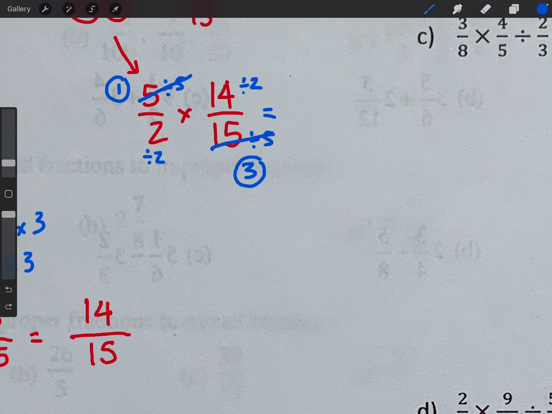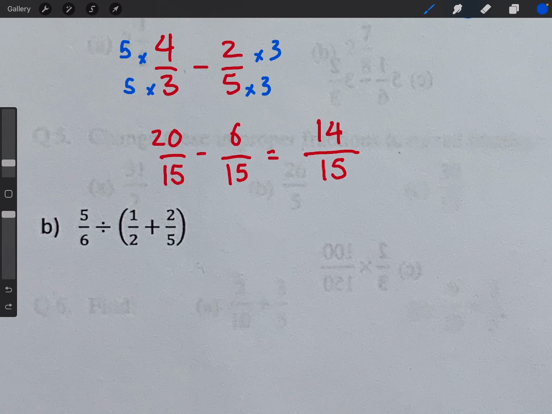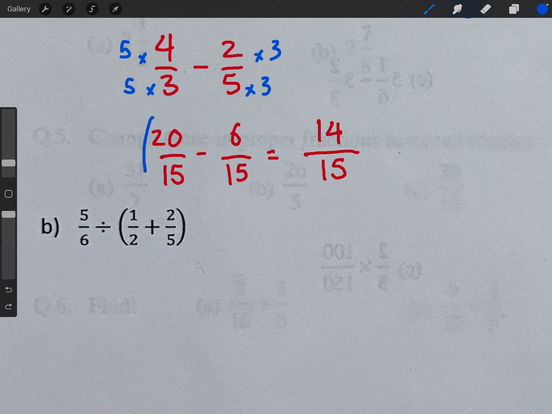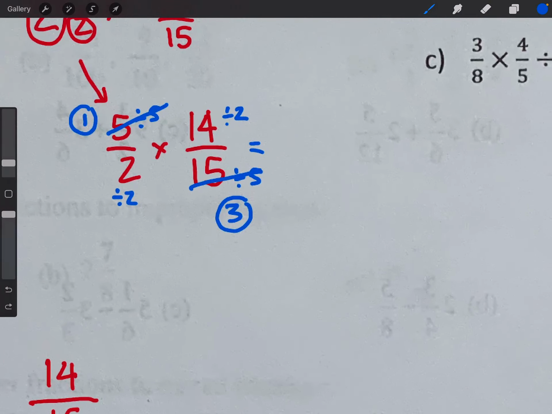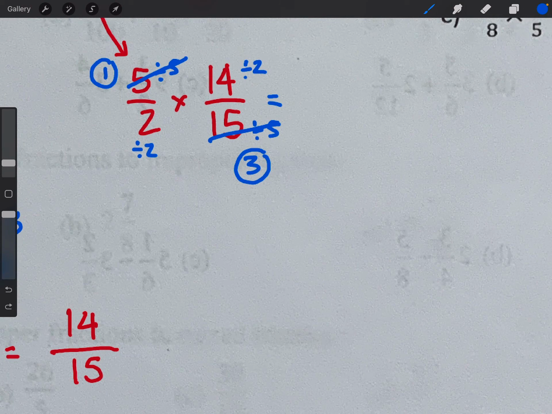Now remember, this works when you're doing multiplication. So don't do that with this. For example, the subtraction here. Don't go, hey, I got a 20 and a 15, I'm gonna simplify that. No, you can't do that. You can't go across like that. You can simplify this fraction, or you can simplify this fraction, but don't go across. Only when you multiply, you're allowed to go across. Alright, so these are the rules that you must remember.